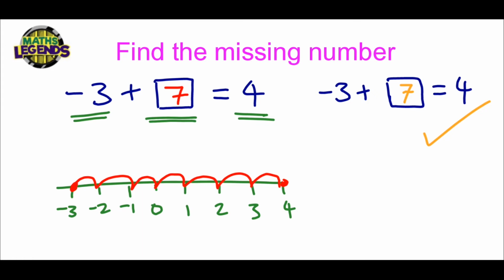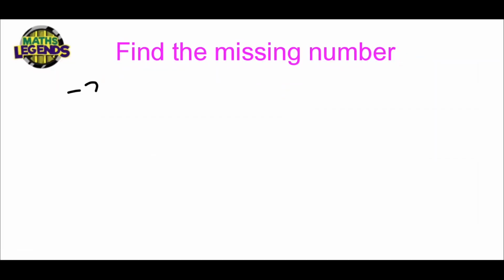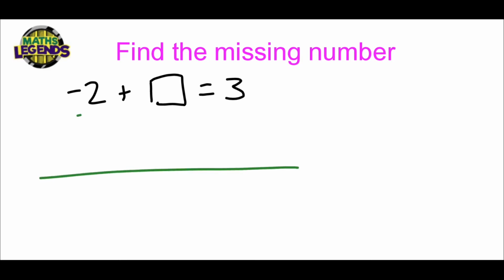Let's look at another example. Minus 2 plus something equals 3. So again, we draw the number line. We're starting from minus 2, so let's start our number line from minus 2. We're going to add something and we're trying to get to 3. So we're going to carry on our number line: minus 1, 0, 1, 2, and 3. We can stop there as we're trying to reach 3.